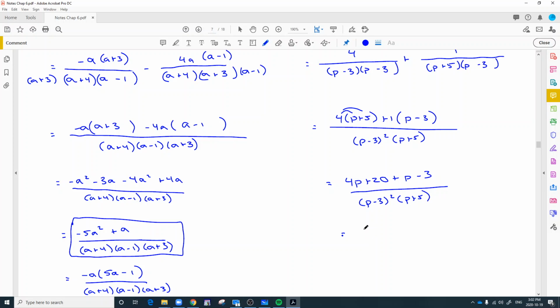So 4P plus P is 5P. 20 minus 3 is 17 all over P minus 3 all squared and P plus 5. And again, I would try to factor this to see if I could simplify it down to a binomial factor that could simplify, but there's no greatest common factor between 5 and 17, so it's done. So it's a lot of work, and again, I probably should have paused after I did the monomial denominators, but it just felt like a really short lesson.